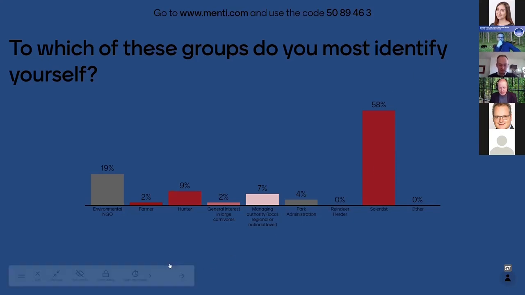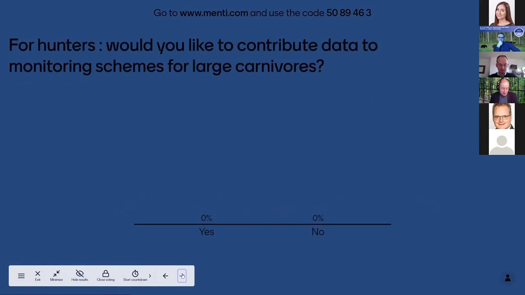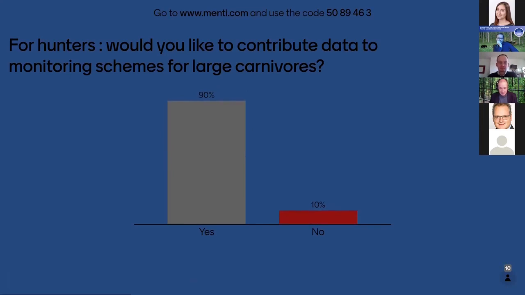Okay, that already gives us a very good overview of who is participating, but we do have a second question. And the second question is a little bit divided for hunters on one side and for non-hunters on the other side. Firstly, if you have identified yourself as a hunter, we would like to know if you would like to be involved in large carnivore monitoring. So only answer this question if you have identified yourself as a hunter.